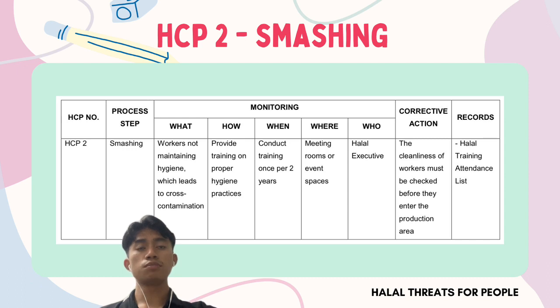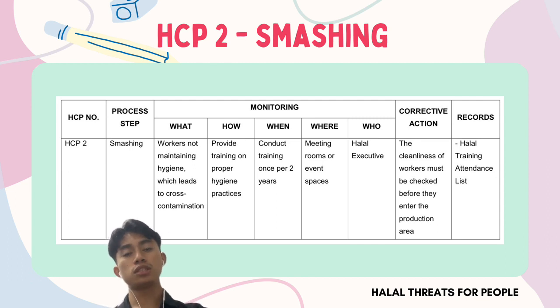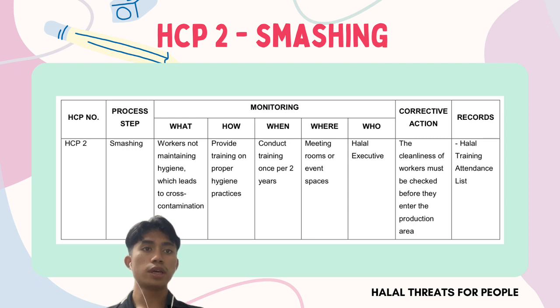So let's move on to HCP2, which is smashing, halal threats for people. The issue is workers not maintaining hygiene, which leads to cross contamination. How: we provide training on proper hygiene practice. When: conduct training once per 2 years. Where: meeting rooms or event spaces. Who: the halal executive needs to monitor this. The corrective action: the cleanliness of workers must be checked before they enter the production area. The records: halal training attendance list.